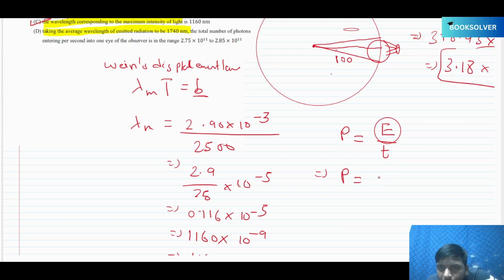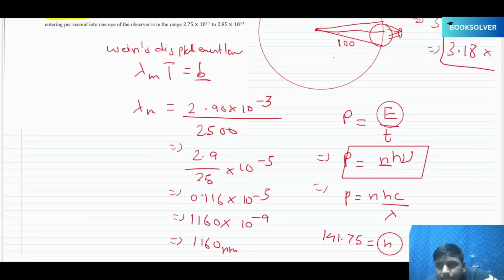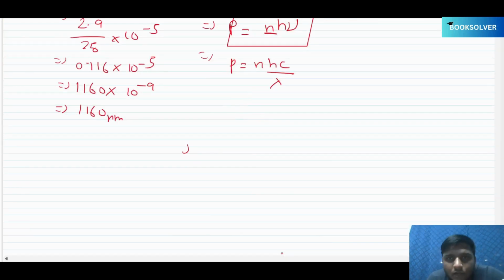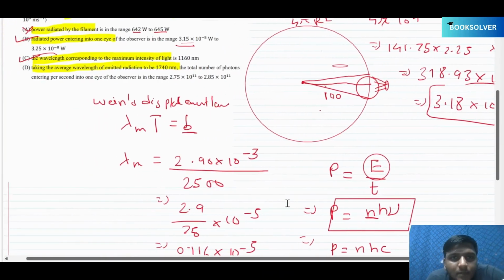So P is equal to, what is the energy of a photon? It is h nu, and n photons are entering per second. So this is our whole equation. Nu is not given, so we can use c by lambda. So let's calculate the number of photons entering per second in the pupil's eye.